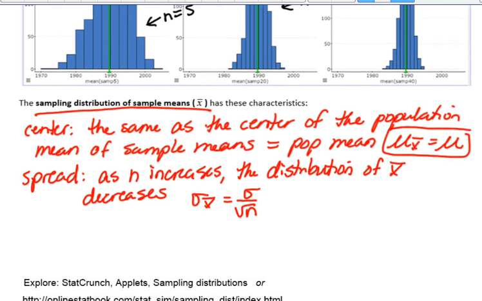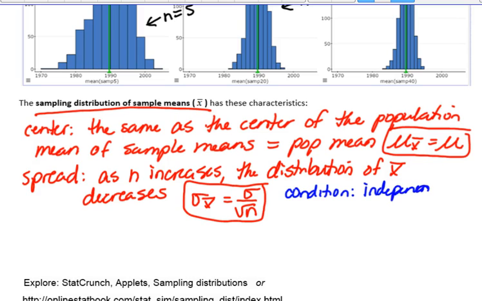Now these two particular characteristics are true no matter what the original population looks like, as long as the trials are independent. So the condition here would be independent trials. And remember, if the trials are not independent, we can assume they are reasonably independent if n is less than 1/10 of big N. In other words, the sample size is less than 1/10 of the population size.